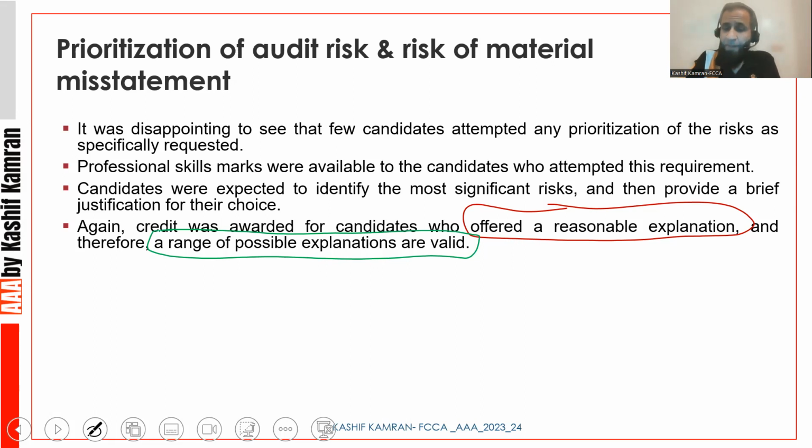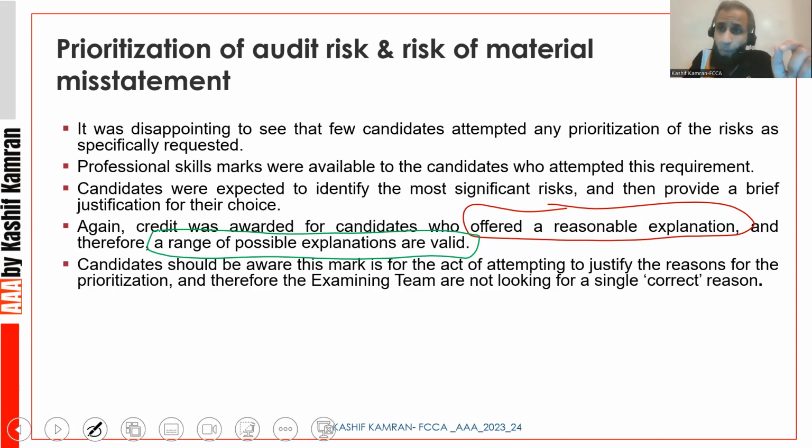Look at bullet number 5. Candidates should be aware that this mark, that one single mark for exercising judgment as part of your professional skills, is for the act of attempting to justify the reason for prioritization. So what is your justification of prioritization? Why you took first year audit at number one, or why you took impairment at number one, or why you took the new accounting policy at number one, or what is your reason? Because you took something at number one, number two, number three, so you can only explain that. I cannot explain it. If I wrote something at 1, 2, 3, I know why I wrote something at 1, something at 2, something at 3, because something is going in my mind when I'm writing them in 1, 2, 3 order, prioritizing them.